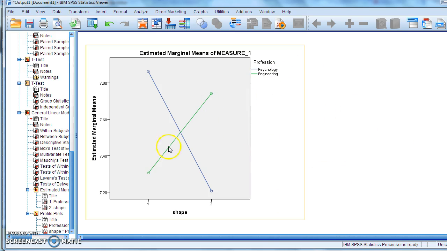The main effect of profession for psychologists would be this number here at the bottom right, added to this number here, and divided by 2. So it's simply the mean of the psychologists' overall score, irrespective of which shape they're looking at. The main effect for engineers would be exactly the same: this number added to this number, divided by 2 to find the mean. So you'd be comparing the mean for psychologists against the mean for engineers, and there might be a slight difference there, but it looks pretty similar.